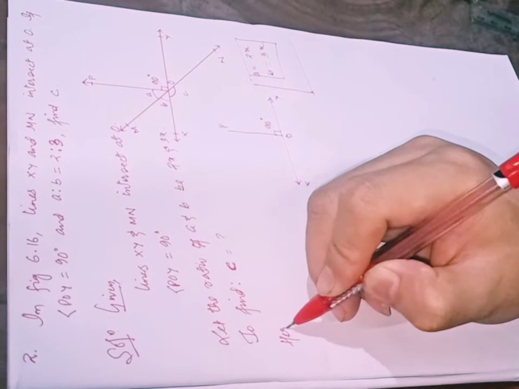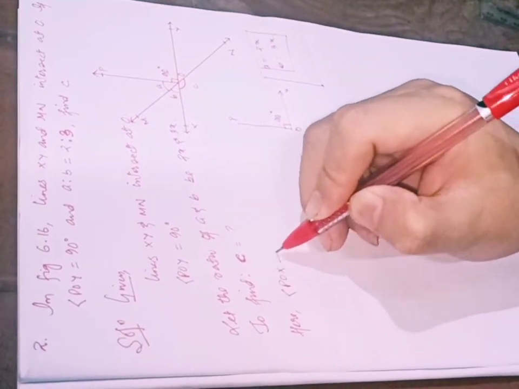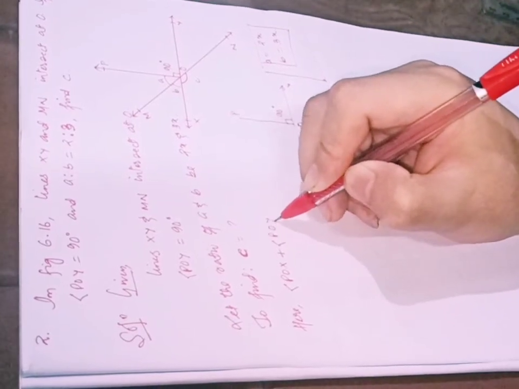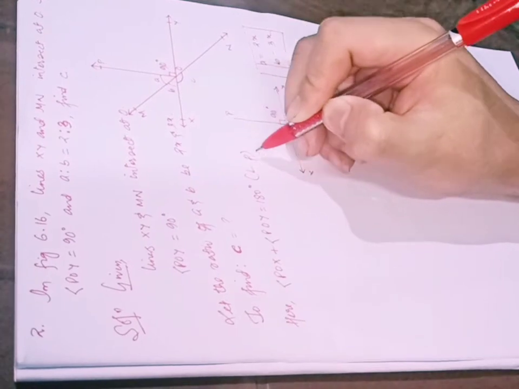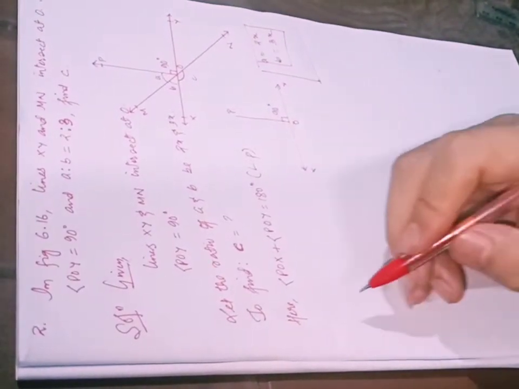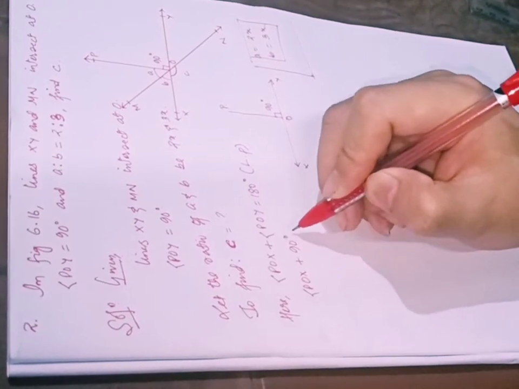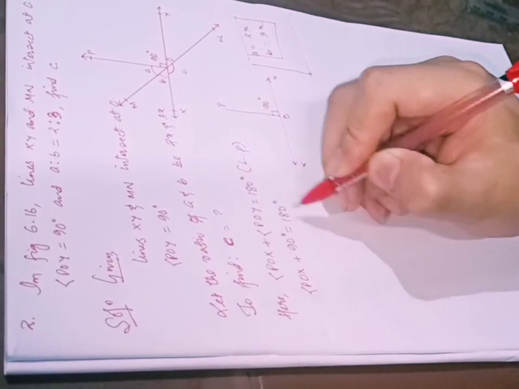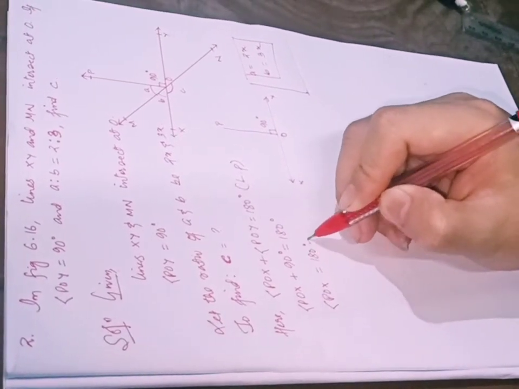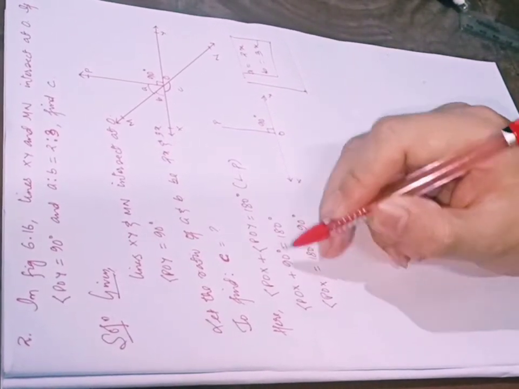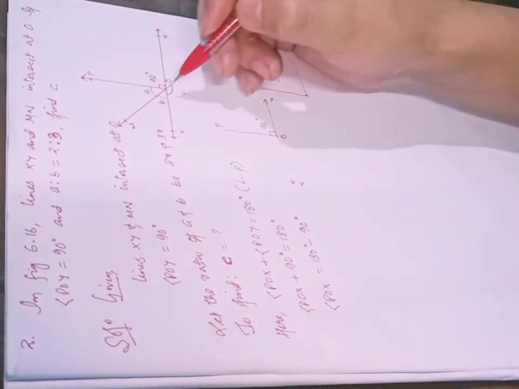So let's begin our answer by writing here: angle POX plus angle POY is equal to 180 degree. Reason is linear pair. Now angle POY is already given as 90 degree, so angle POX plus 90 equals 180. That gives you angle POX equal to 180 degree minus 90 degree, on transferring. Is it okay?